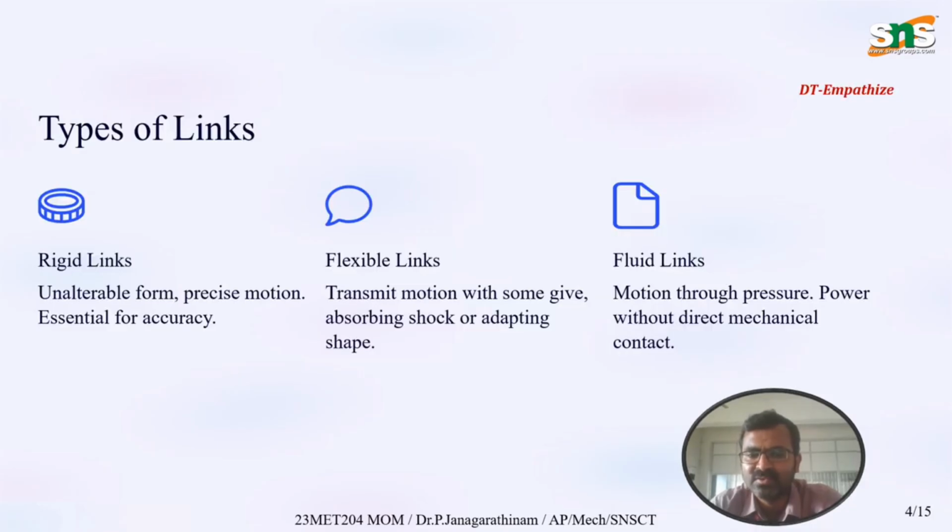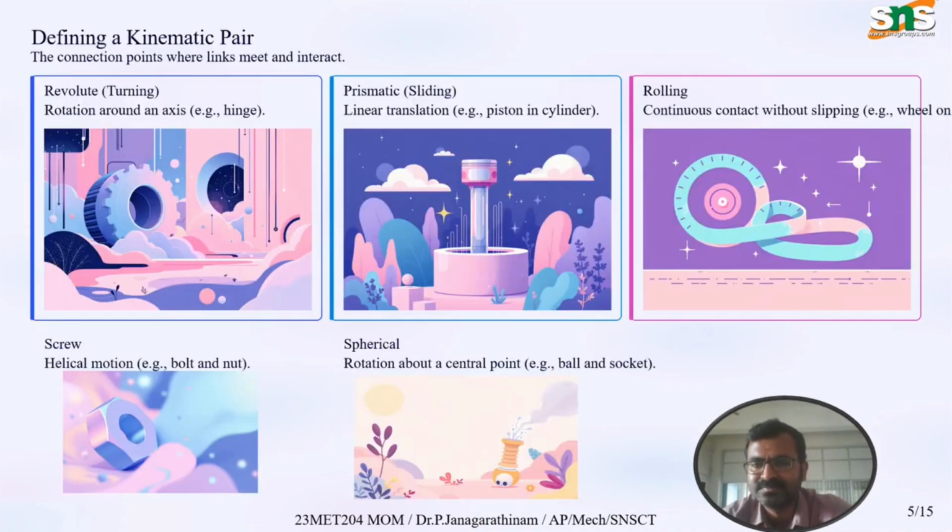These are the types of links we use in kinematics: rigid links, flexible links, and fluid links. Rigid link means unalterable form and precise motion, essential for accuracy. Flexible link means it transmits motion with some give, absorbing shock and adapting shape. And fluid link means motion is transmitted through pressure, without direct mechanical contact.